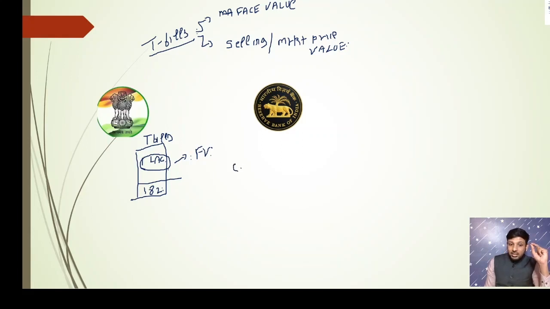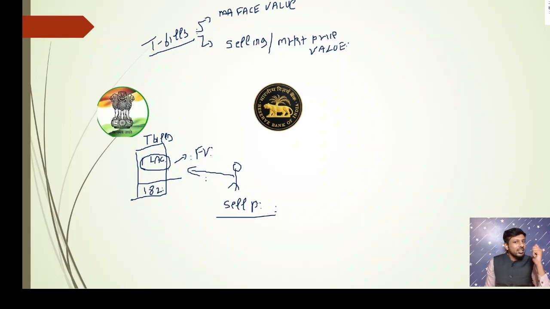The people who are going to buy this treasury bill won't buy it by paying the face value. Rather, they will buy it by paying the selling price, which I will keep as SP. They are not going to buy with the face value.